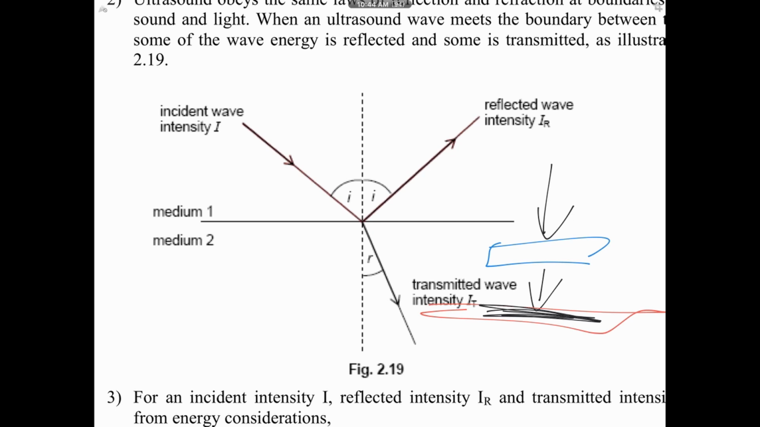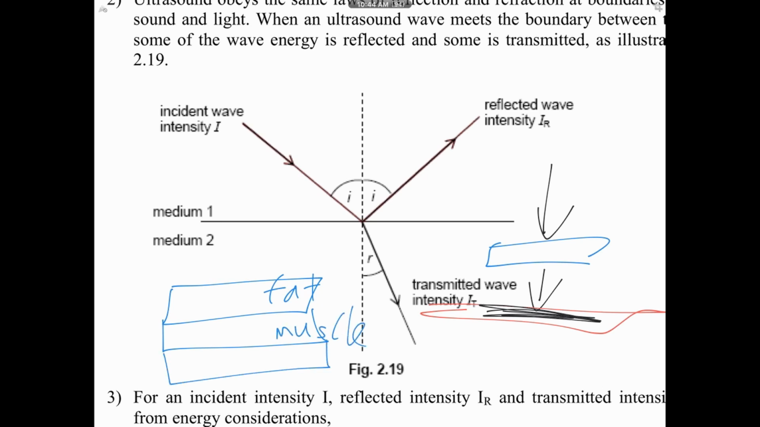For ultrasound, if you have your body medium like this, you've got different boundaries. Let's say this is fat, this is muscle, and this is bone. At every boundary, so at the boundary between fat and muscle, when the ultrasound reaches it, you want a bit to be reflected. Then it continues, and at the boundary between muscle and bone, another bit is reflected. So we rely on the amount reflected to give you an image of what's happening inside your body.